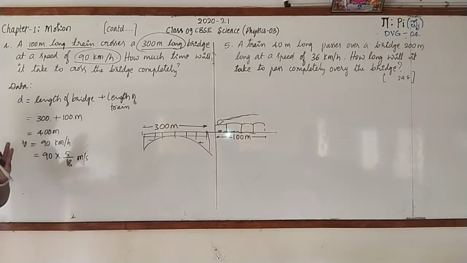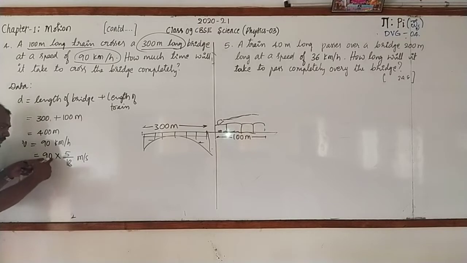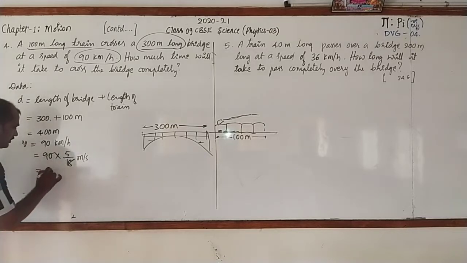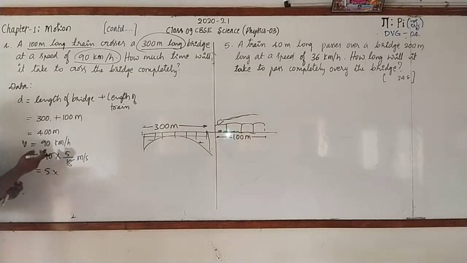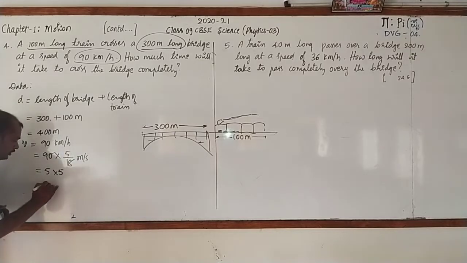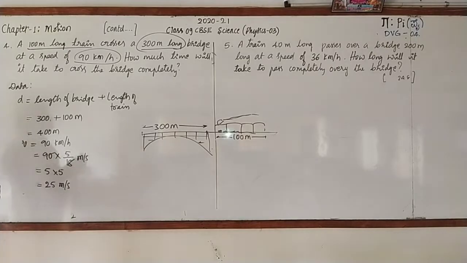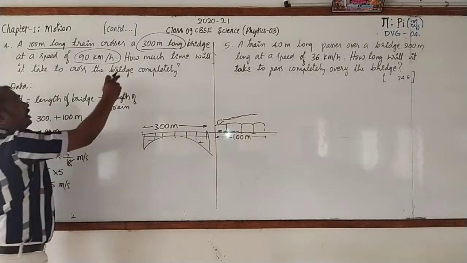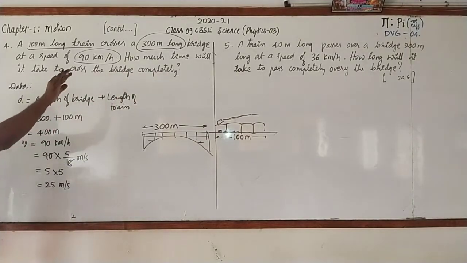I hope that you all have understood. Next, this 90 is a multiple of 18. You can go for cancelling. 18 1s are 18, 18 5s are 90. Then the remaining 5 is there. 5 5s are 25 meter per second. Then what are you going to calculate? Go through the last sentence. How much time will it take to cross the bridge?